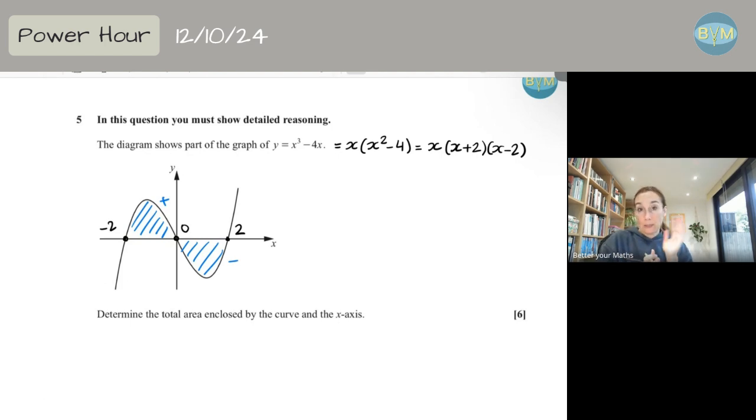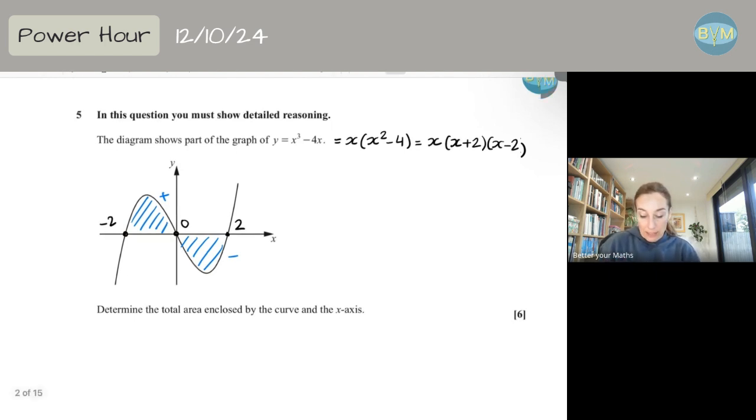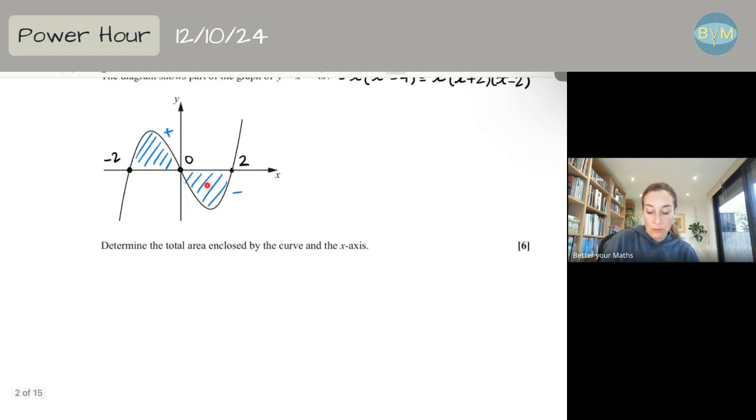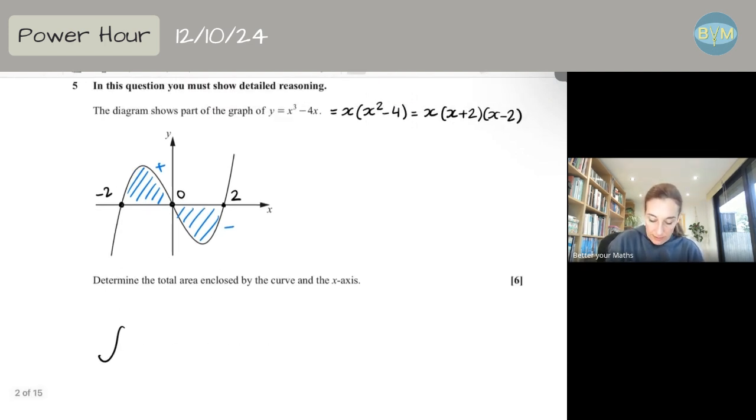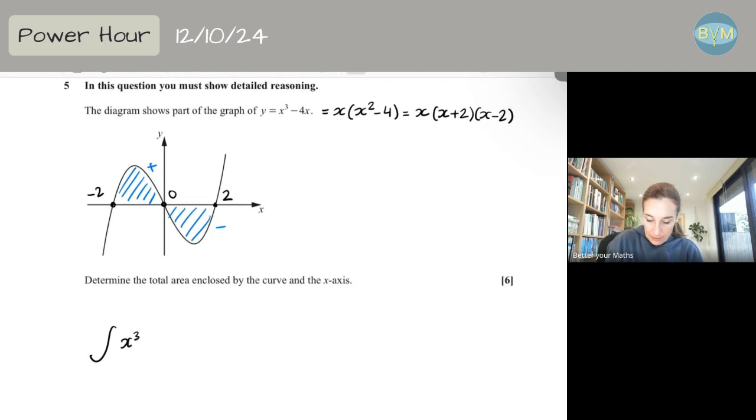So I'm going to integrate between minus 2 and 0, and then between 0 and 2. Or as this is symmetrical, we can integrate between 0 and 2 and multiply that by 2, or between minus 2 and 0. So let's go and integrate. To integrate, I need the function without factorizing. And if I integrate between minus 2 and 0, I get it positive.